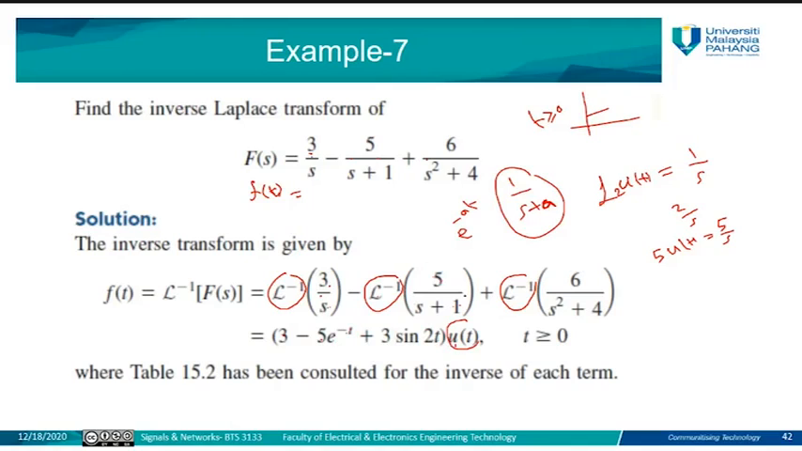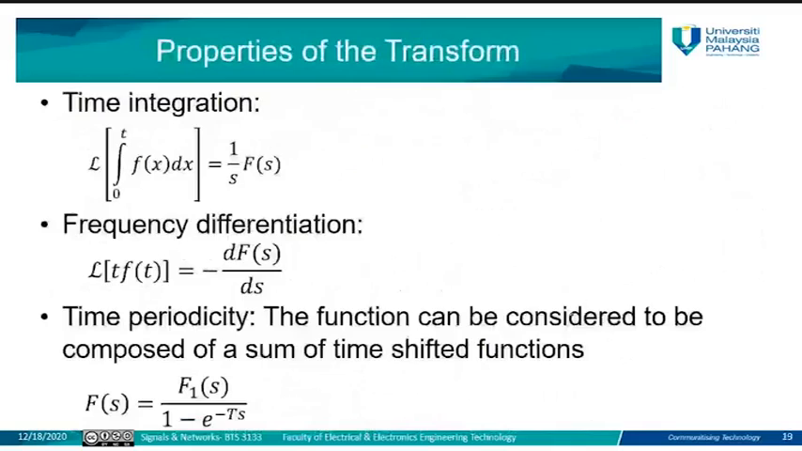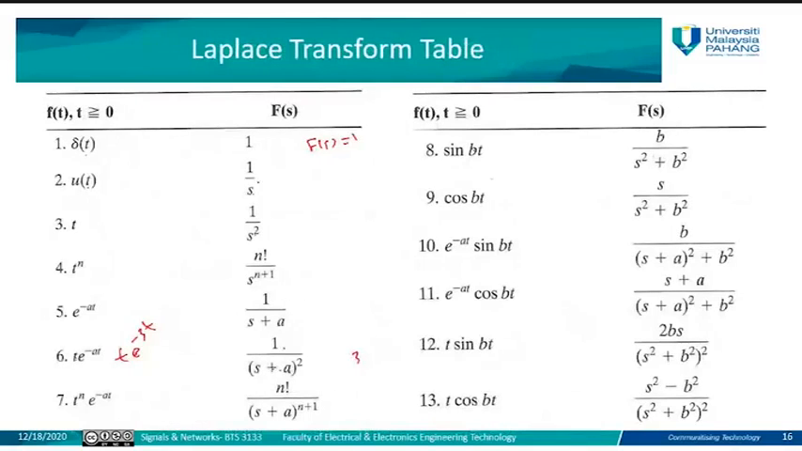The third part is the inverse Laplace for 6 over (s squared plus 4). If we go back to the table here, we have this form, which is one of the sine functions. As you can see here, we have sine bt equal to b over (s squared plus b squared). So the numerator here represents the value of b. Here we have b, here we have b squared. We just use this formula in order to find the inverse, which will be sine bt.